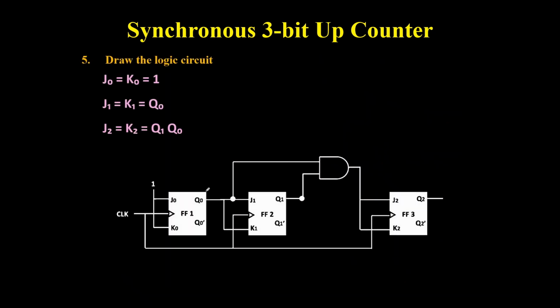And similarly, the expression for the J2 and K2 is equal to Q1, Q0. That means here both Q1 and Q0 outputs are connected to the AND gate, and the output of the AND gate is given to the J2 and K2 inputs of the last flip-flop. So in this way, we can design the synchronous 3 BIT up counter. Now, if the synchronous counter is the binary counter, then just by looking at the counting sequence also, we can design the counter first. Let's look at the components used in this circuit.